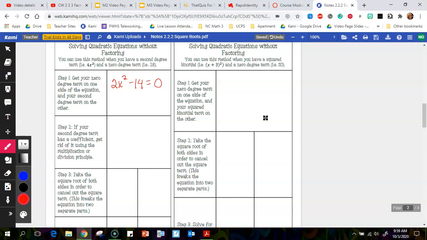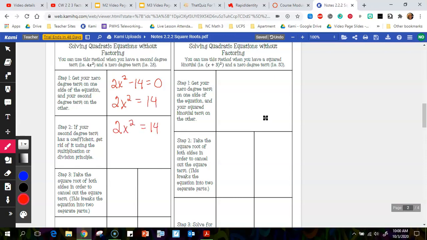Well, first of all, we're trying to get the x by itself, of course. So step 1 is to get your 0-degree term on one side of the equation and your 2nd-degree term on the other side. When we talk about 0 degree, we're talking about a constant. In other words, the number. So we want to get the number on one side of the equation. So to do that, we just add 14 to both sides. 2x squared equals 14. Let's just rewrite that down here.